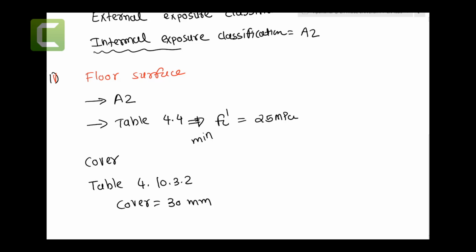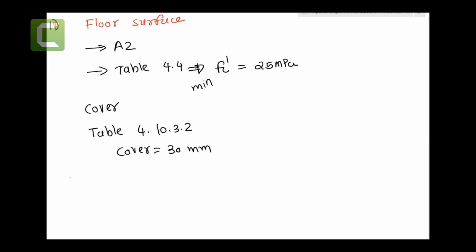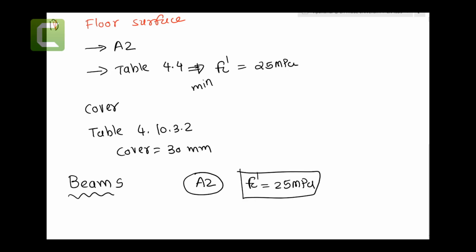Now let's do the beam, because it's asking me to find the values for beams. For internal classification is A2, and as I mentioned, we will get the concrete compressive strength f'c 25 megapascals for beam, and we're going to provide the cover 30 millimeters. So these are the internal beams.